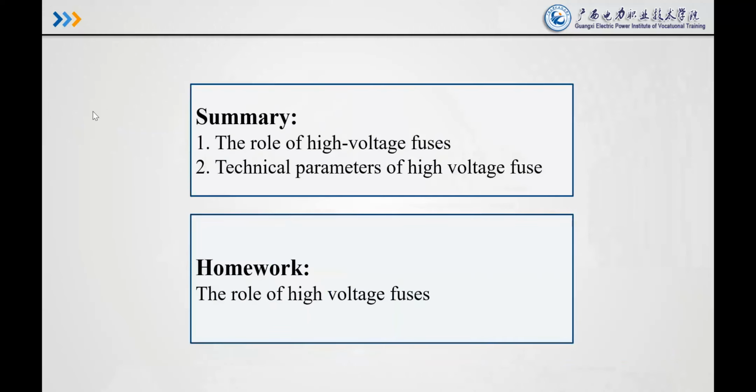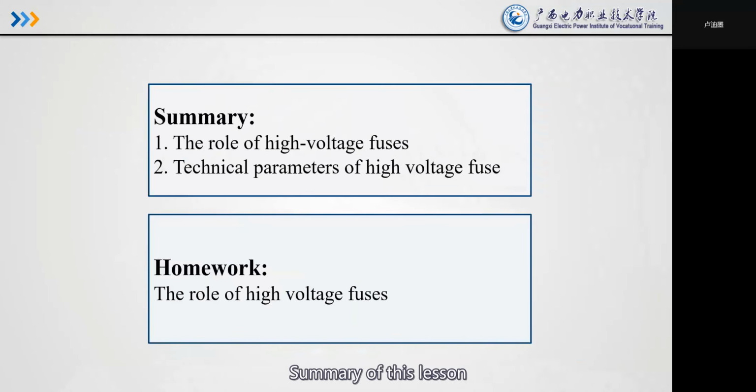Summary of this lesson. First, the role of high voltage fuses. Second, the technical parameters of high voltage fuses. And the homework is: talk about the role of high voltage fuses and write it down.